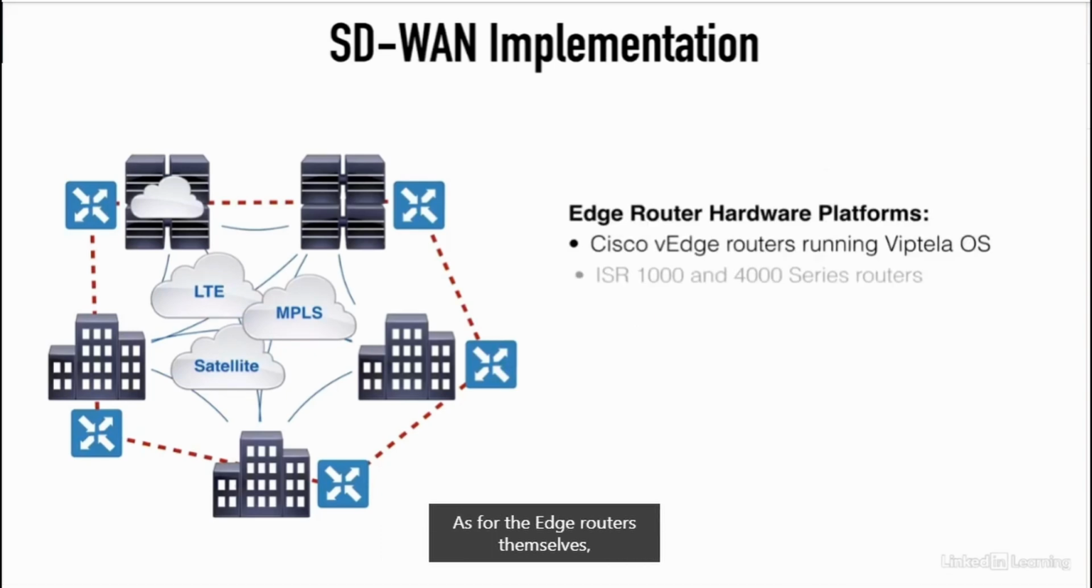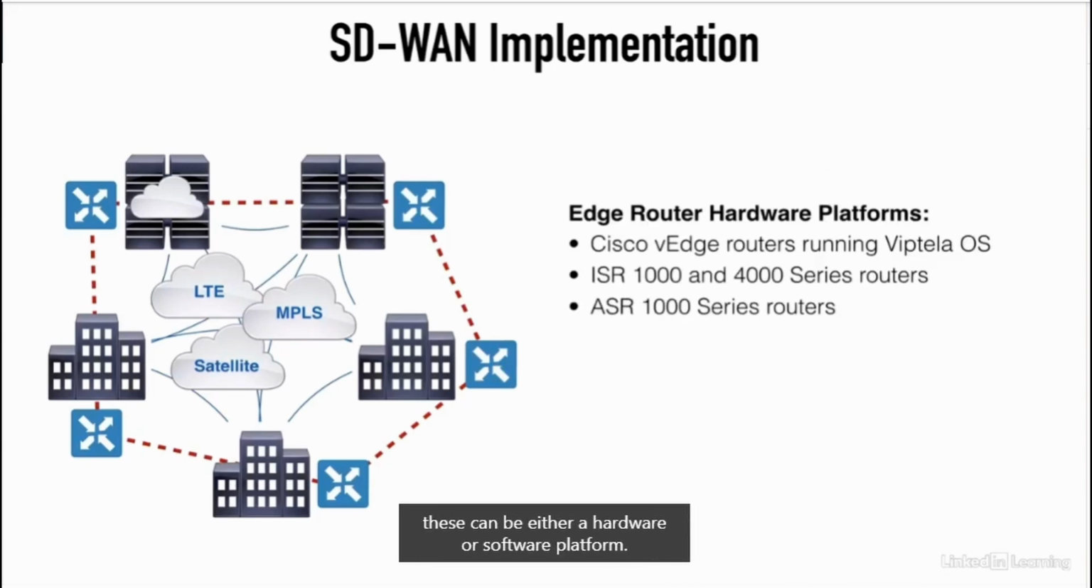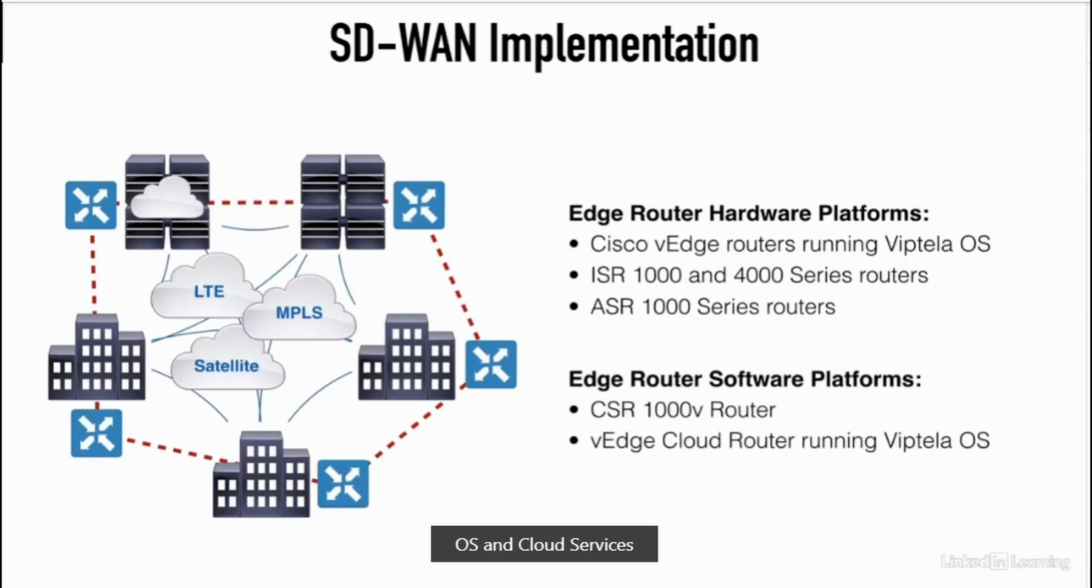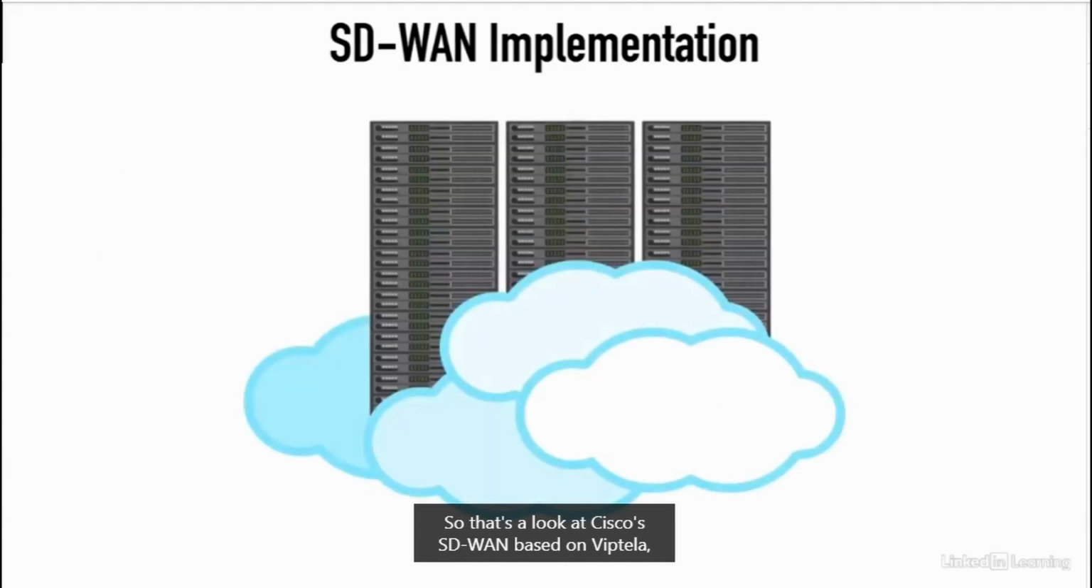As for the edge routers themselves, these can be either a hardware or software platform. Hardware platforms include Cisco vEdge routers running on the Viptela operating system and certain integrated service router and aggregation service router models. Virtual platforms include the vEdge cloud router running Viptela OS and cloud services router models running IOS XE SD-WAN software. So that's a look at Cisco's SD-WAN based on Viptela and how we would commonly see that implemented in an enterprise network.